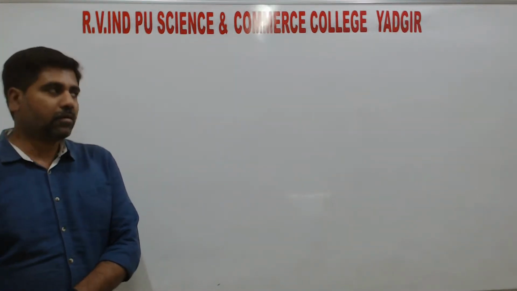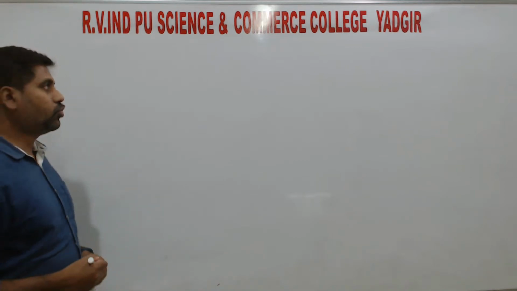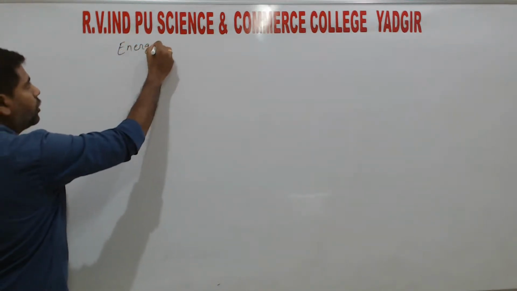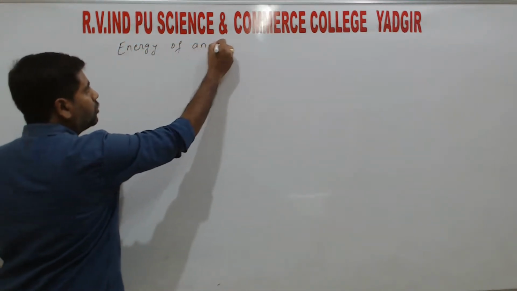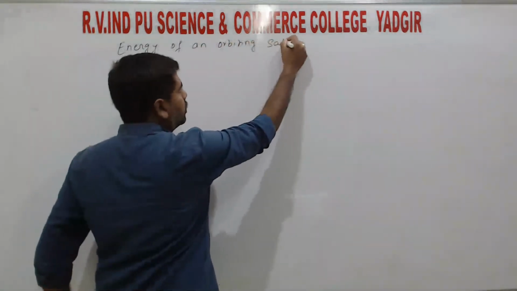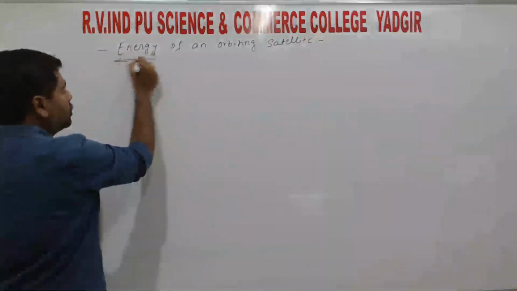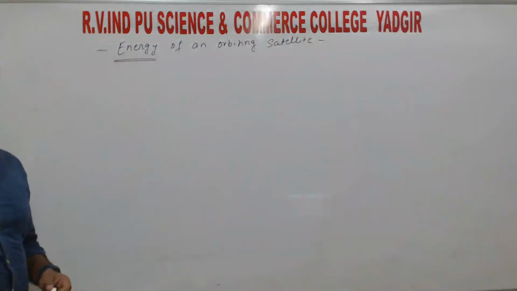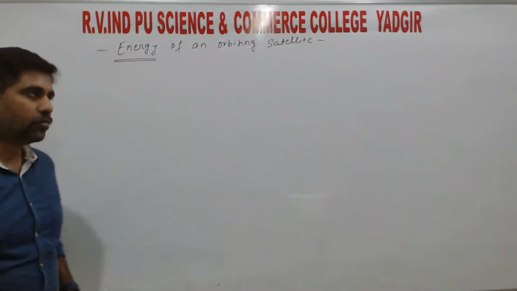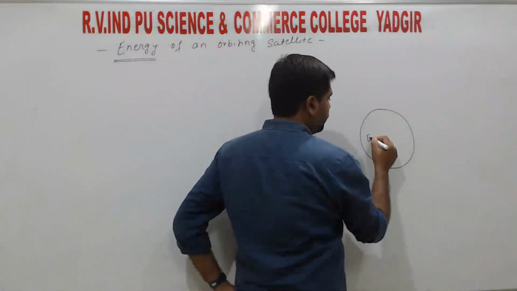That is, usually we consider that as the satellite, right? So today we are going to discuss the energy of an orbiting satellite, right? So here we are going to discuss the energy of a satellite which is revolving around the planet, right? In general, we take the earth as the planet.